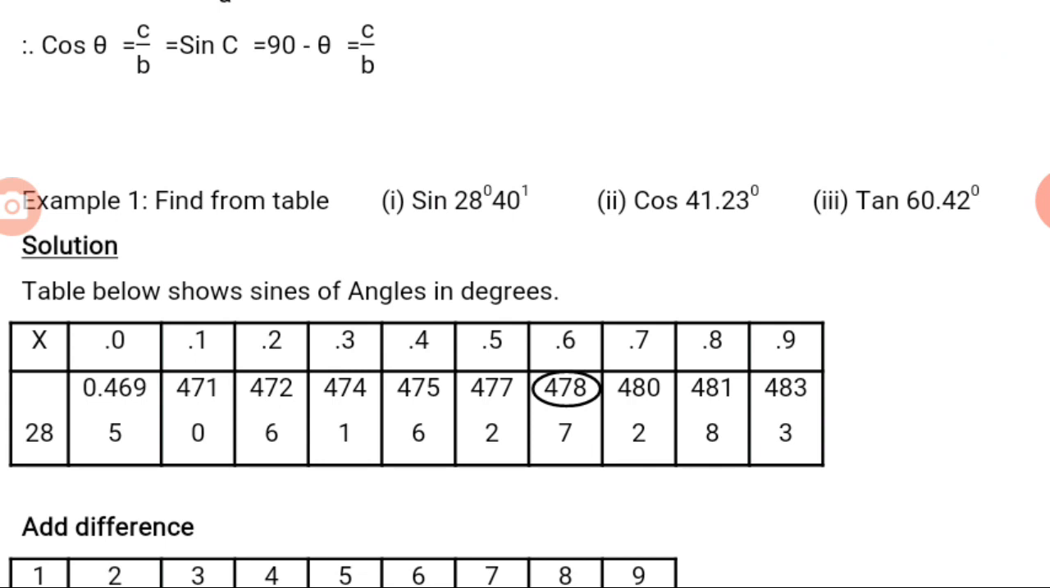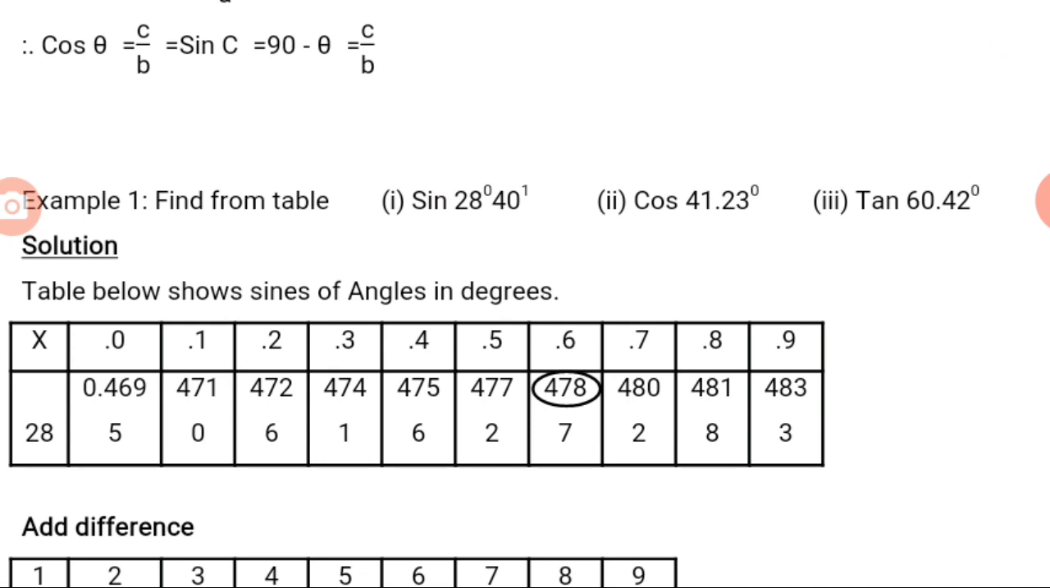Before we can solve this problem, we must have a four-figure table. So you can check all these in your four-figure table.